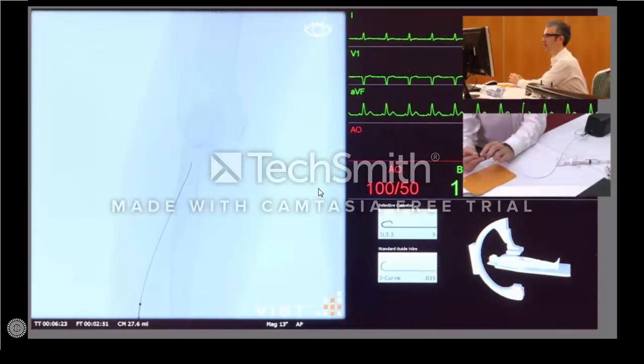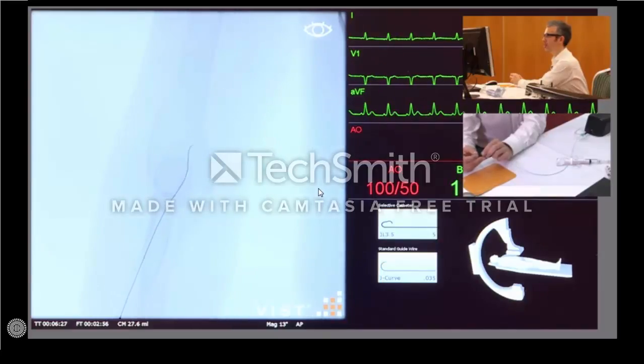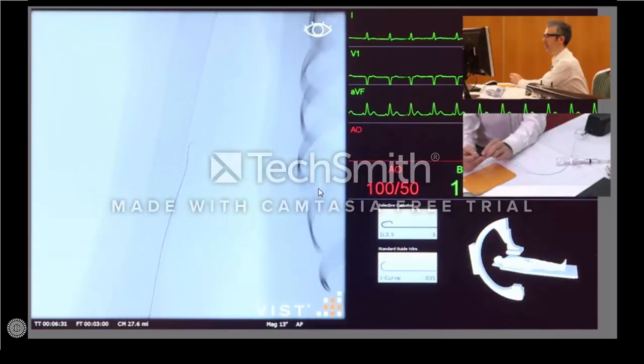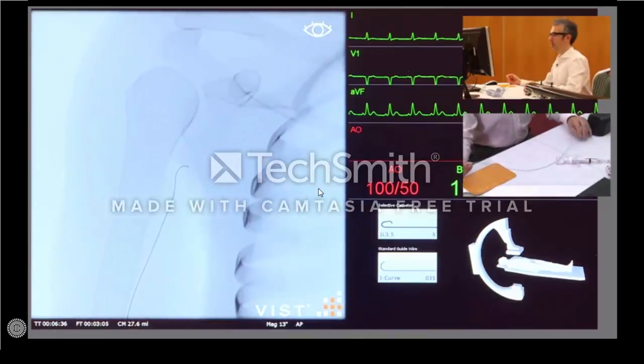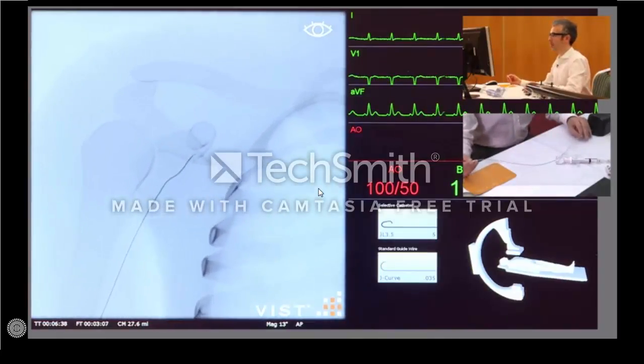As we come up to the elbow here, this is commonly where the wire can get into some small branches, but there we saw it negotiate the arm without any problems, and it's heading up now in the brachial artery. I'm just moving guide catheter and wire together now, up through the subclavian artery.